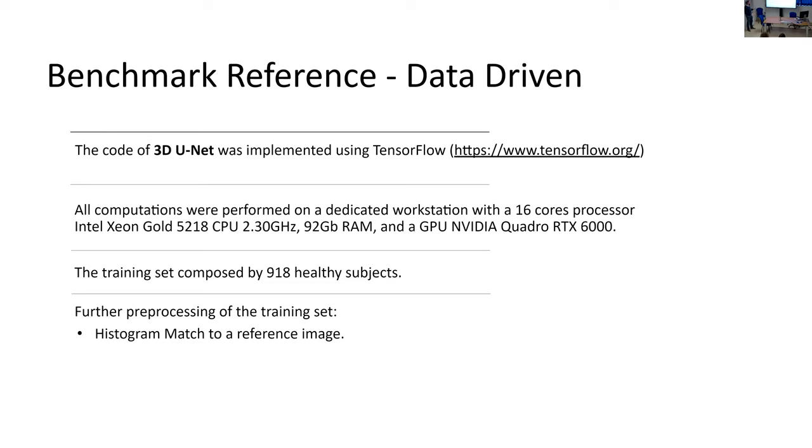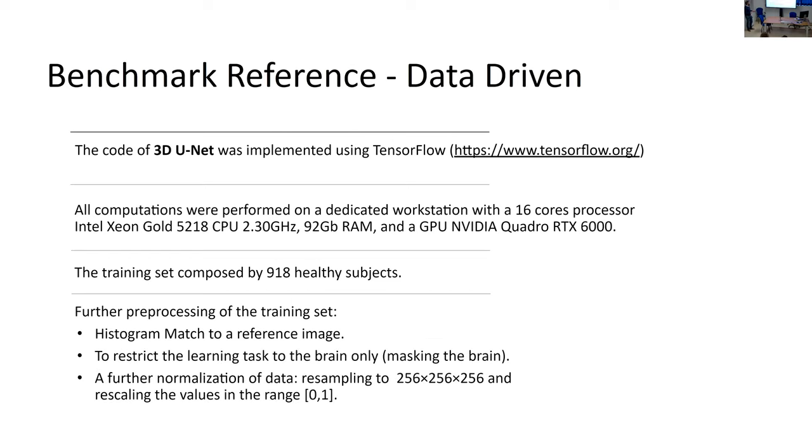Like in this case, we perform a histogram matching because we have a very heterogeneous data set, as I said before. We restricted learning only to the brain mask, and we also need isotropic volumes and to scale intensity in the same range. Okay, so now, having defined our reference methods, we have reference results.